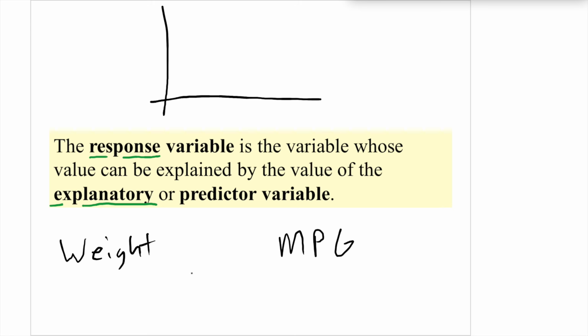It's a little bit more natural to think about the weight of a car explaining the miles per gallon of a car, because it's responsible for how efficient that car is. If the weight goes up, then that is sort of causing the miles per gallon to go down. So in this situation, it's fairly natural to think about the weight as being the explanatory variable and the miles per gallon as being the response variable. And when we draw these on scatter plots, we draw the explanatory variable on the x-axis, and we draw the response variable on the y-axis.